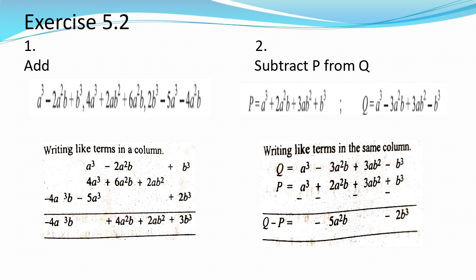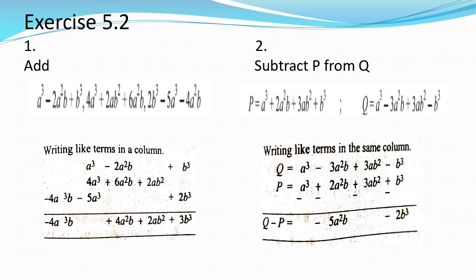Exercise 5.2. First question, add. Writing like terms in a column: a cube separately, b cube separately, a square b separately, and a b square in a separate column. Then we simply add them according to their signs. We have the answer minus a cube b plus a square b plus 2ab square plus 3b square. In a cube we write nothing because the coefficients of the a cube terms cancel each other.